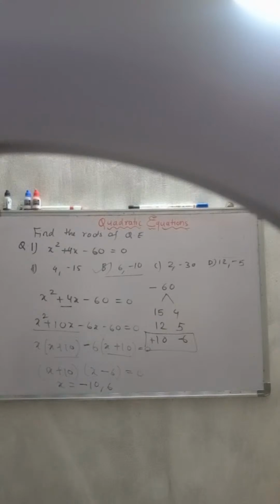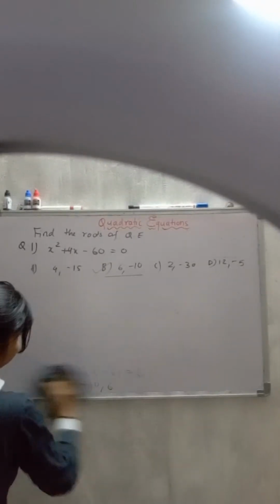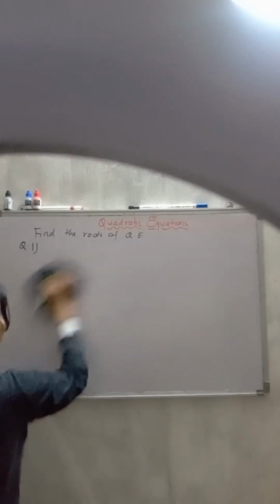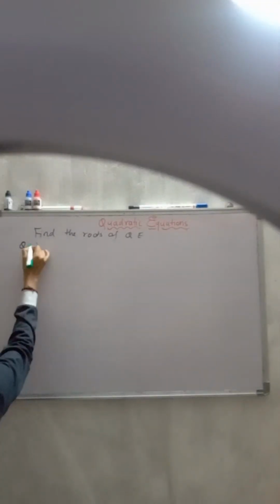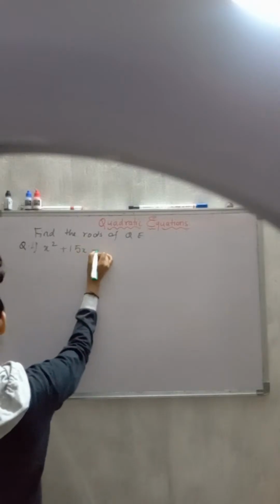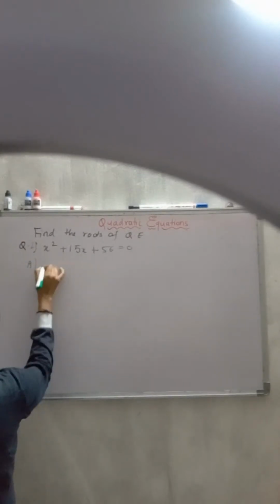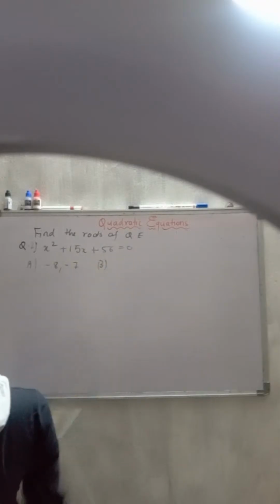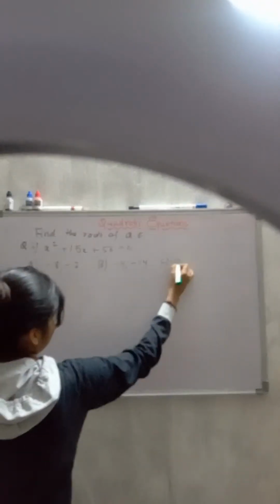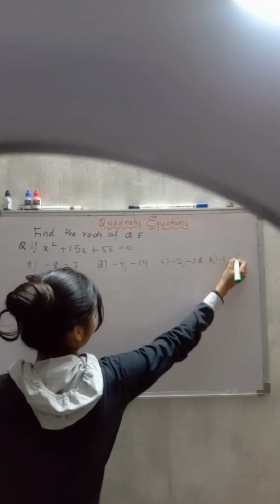Next quadratic equation is x square plus 15x plus 56 equal to 0, and the options are A minus 8, minus 7; B minus 4, minus 14; C minus 2, minus 28; or D minus 1, minus 56.